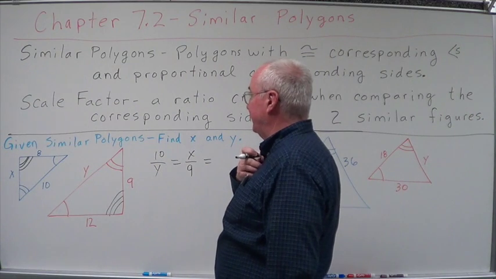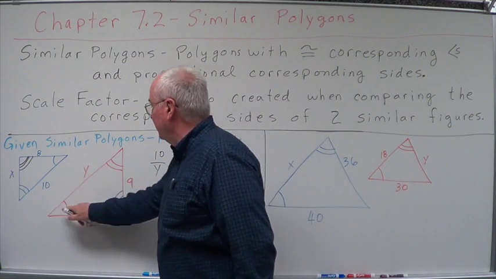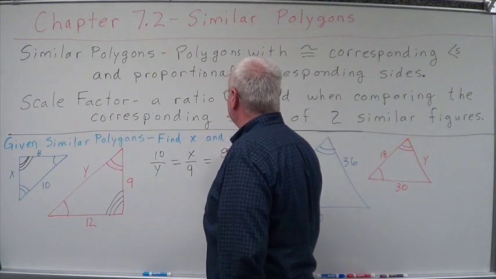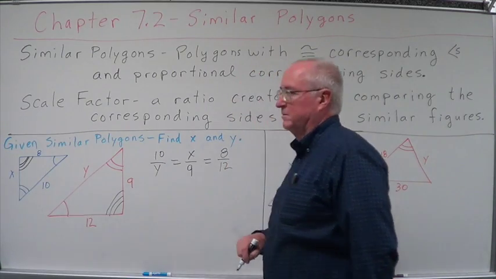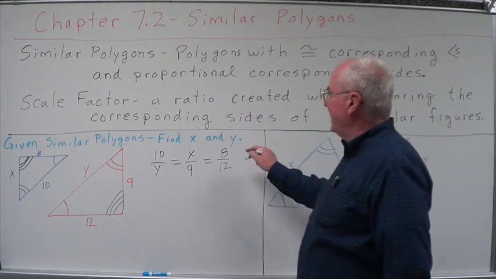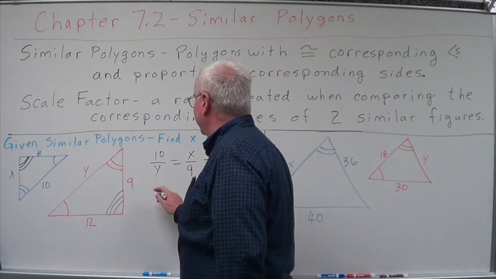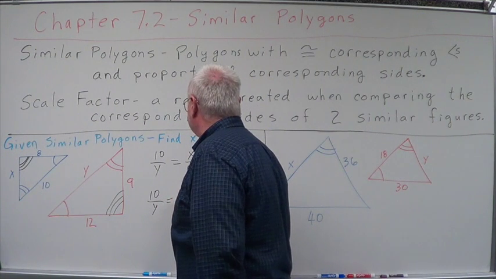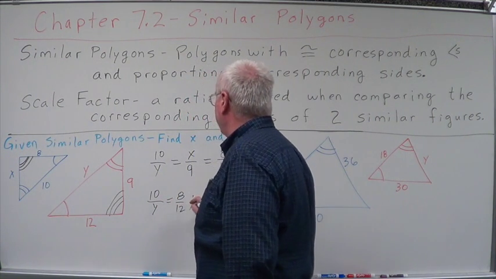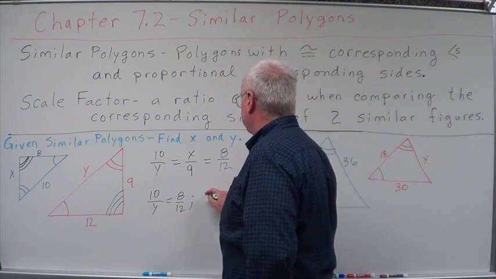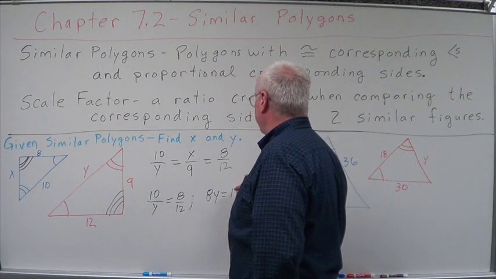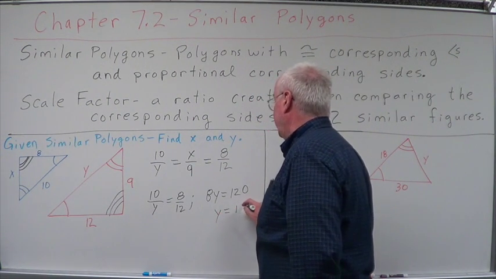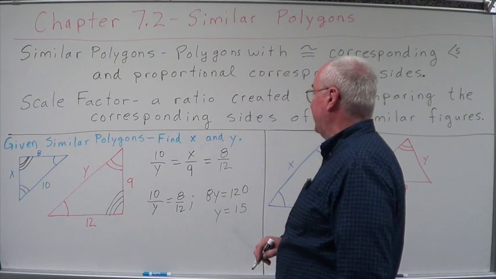Equals, we better have something that has some numbers that match, don't we? Between 1 and 3 on the blue, we have 8 is to 12. So we finally have a proportion we can set up. We have 10 is to y equals 8 is to 12. We cross multiply. We're going to get 8y equals 120.